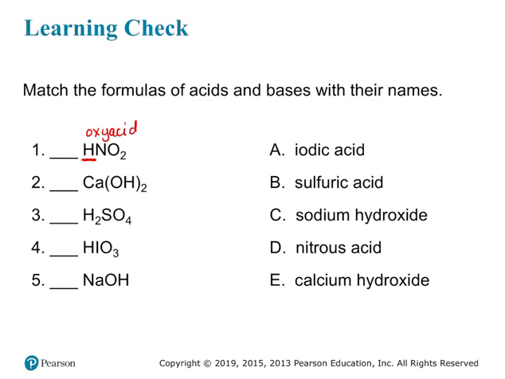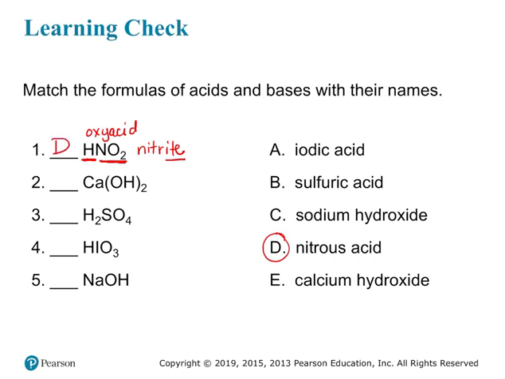Okay, so that's going to help us figure out how to name this. If it's an oxyacid, we know that we're not going to use the prefix hydro, and we're just going to name this based on the polyatomic ion. So this is the polyatomic ion nitrite. So then how would we name the acid? This would be nitrous acid, so this would be D.